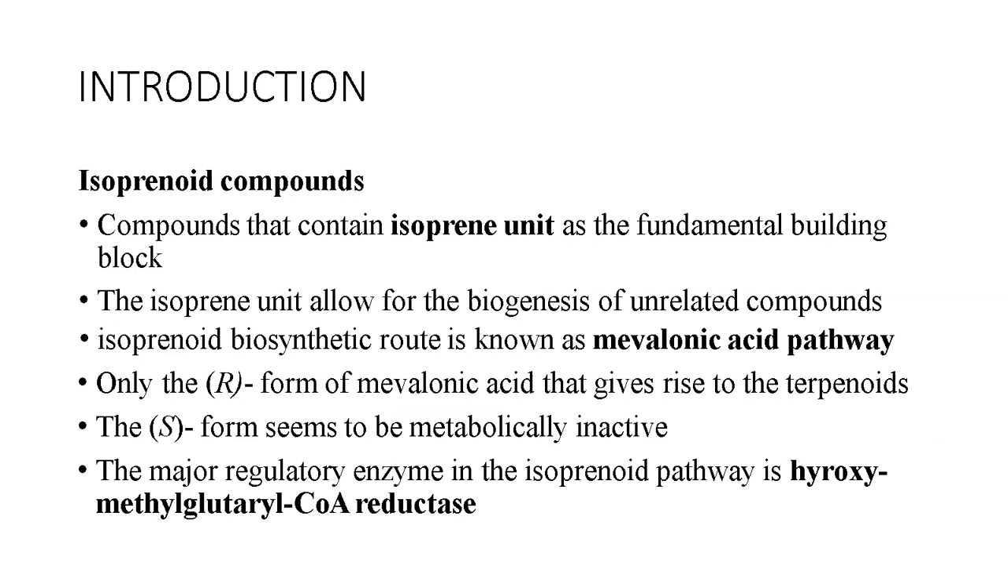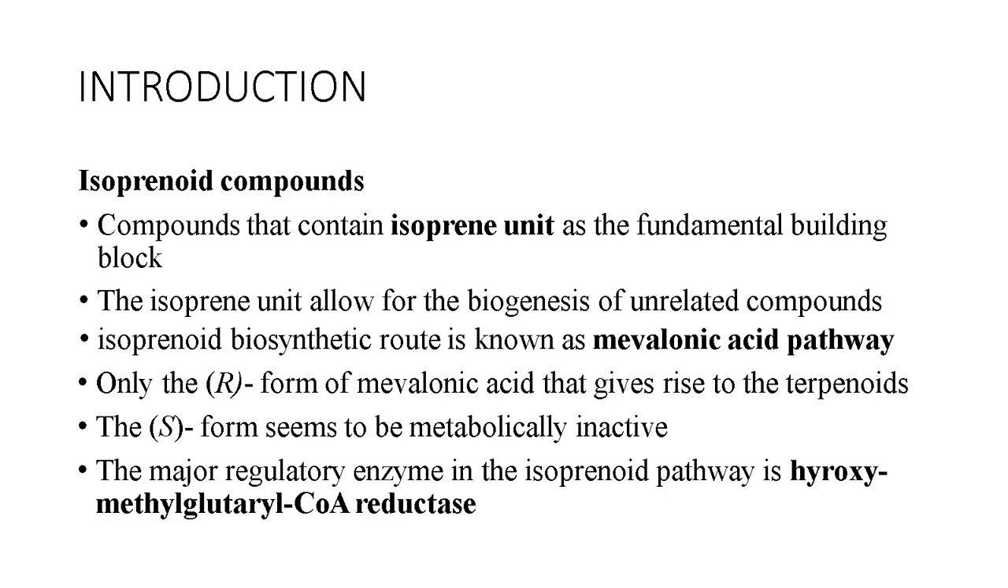So these compounds exist, they are actually secondary metabolites. So they allow for the biosynthesis of unrelated compounds. The isoprenoid synthetic route is called the mevalonic acid pathway. And this is very important, it can be asked: mevalonic acid pathway.